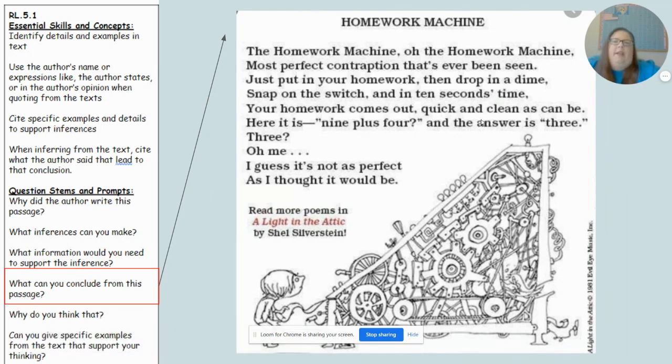So we have the homework machine. The homework machine, oh, the homework machine, most perfect contraption that's ever been seen. Just put in your homework and then drop a dime, snap on the switch, and it's 10 seconds time. Your homework comes out quick and clean as can be. Here it is, 9 plus 4, and the answer is 3. 3? Oh me, I guess it's not as perfect as I thought it would be.